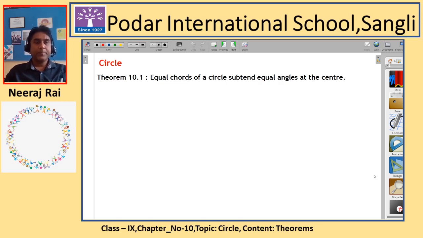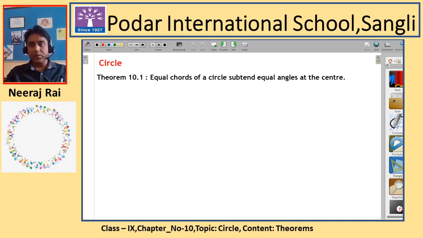So let's begin. The first theorem, as you can see on your screen, states that equal chords of a circle subtend equal angles at the center. By now all of you know what a chord is, and the theorem again says that equal chords of a circle subtend equal angles at the center. So let me explain this theorem to you.